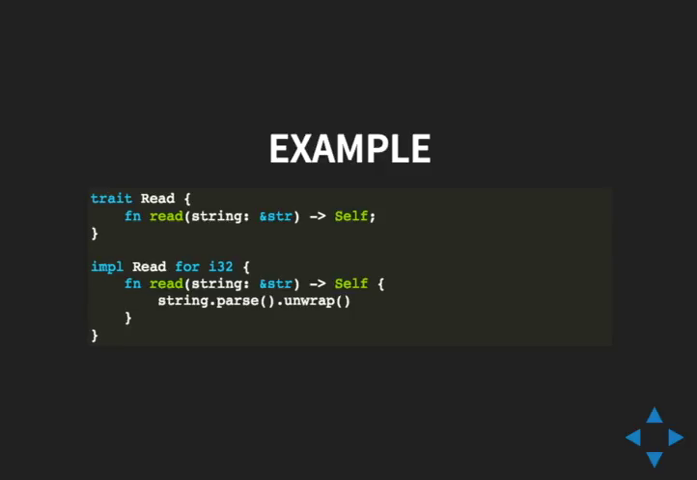So let's see how we declare a trait in Rust. Here we have a trait Read that has a single method read that takes a string and returns a value of the type Self. Self is the type that refers to the type on which you implement the trait. And after that, we implement the Read trait for 32-bit integers. So we declare the function and its body, and in the body we just call parse, which is a method from the standard library. So that's as simple as that.